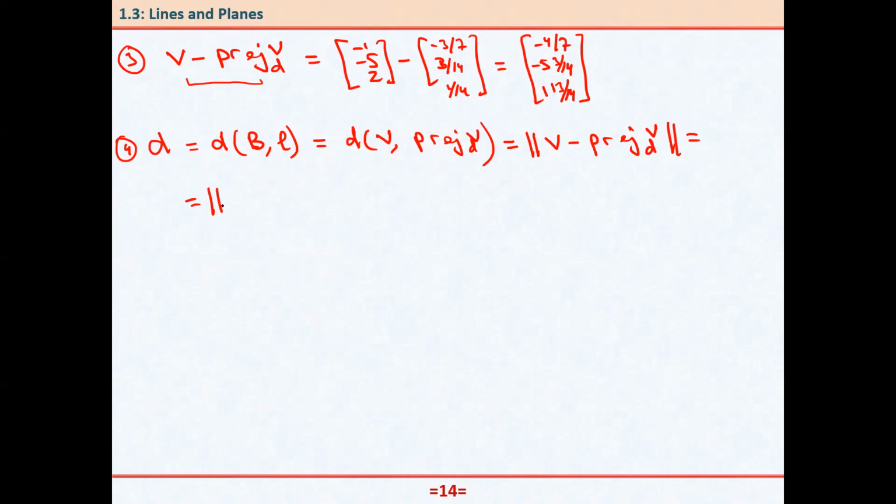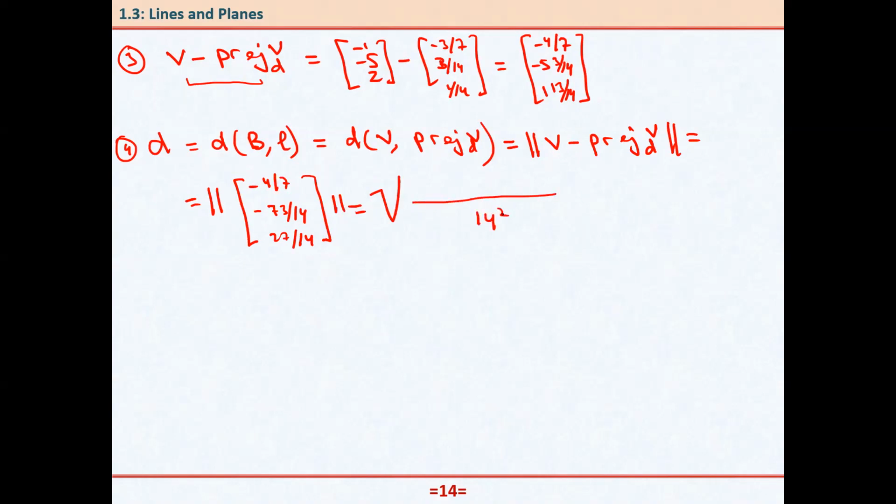So we need to find the length of this vector: minus 4 over 7, minus 73 over 14, and 27 over 14, which is equal to the square root of, this one is 14. Let me just write here.